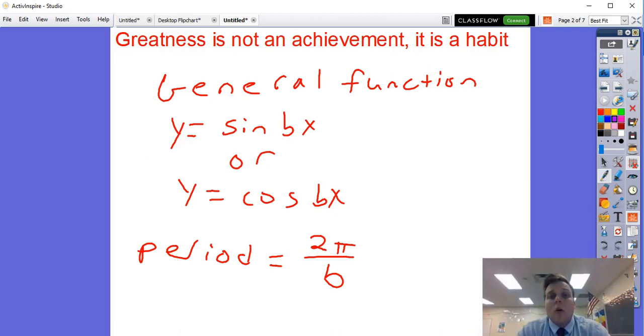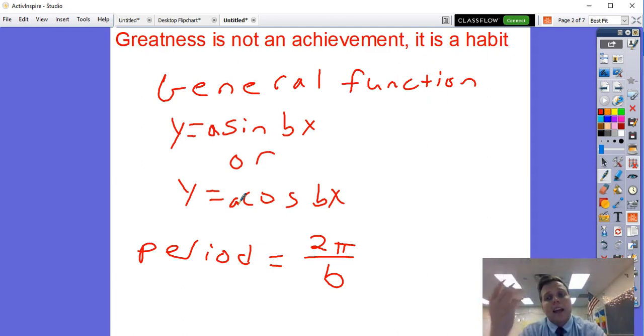Hey guys, so what we're going to talk about real briefly is period and amplitude, okay? So basically you have a general function, and I should really put an a in front of these real fast. You have a general function, y equals a sine bx or y equals a cosine bx. Now I'm not talking about phase shifts or vertical shifts yet.